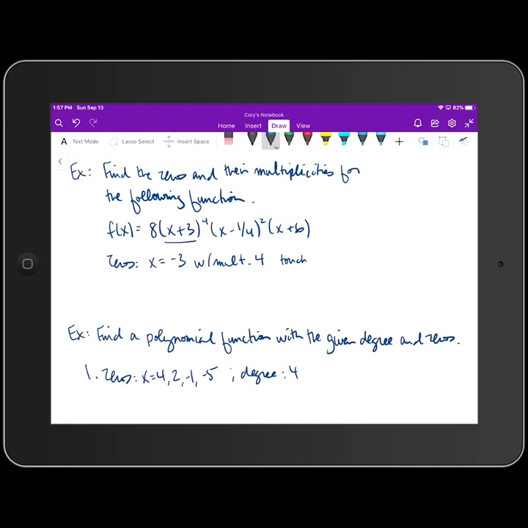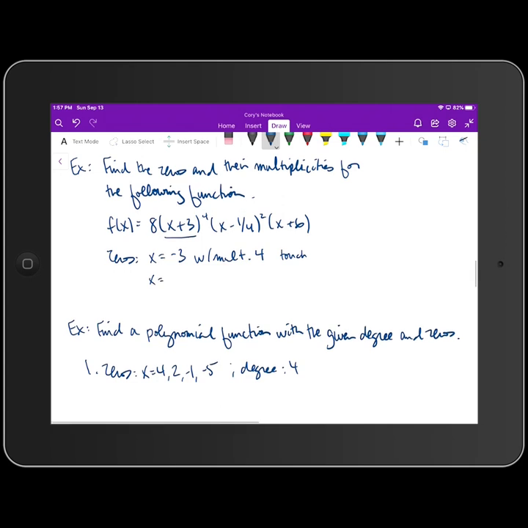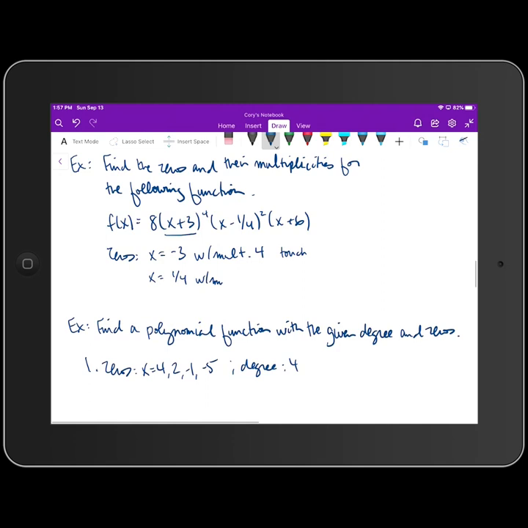Okay, our second zero is the value that makes the second factor 0. So if x minus 1/4 is a factor, x is equal to 1/4 is going to be the zero. And then the multiplicity of that zero is going to be whatever the exponent is, which in this case is 2. Again, because the multiplicity is even, that means that the graph is going to touch the x-axis at that point as well.